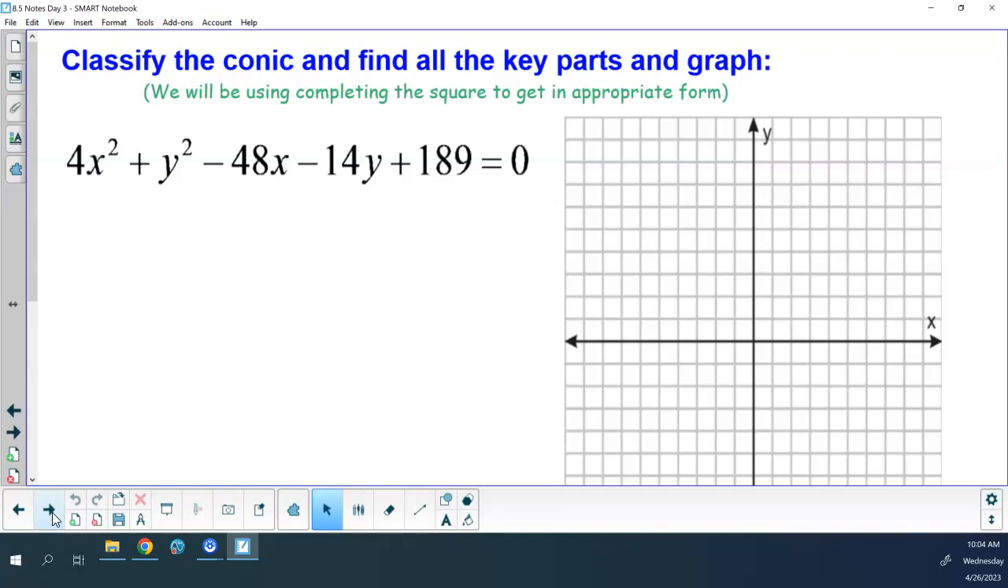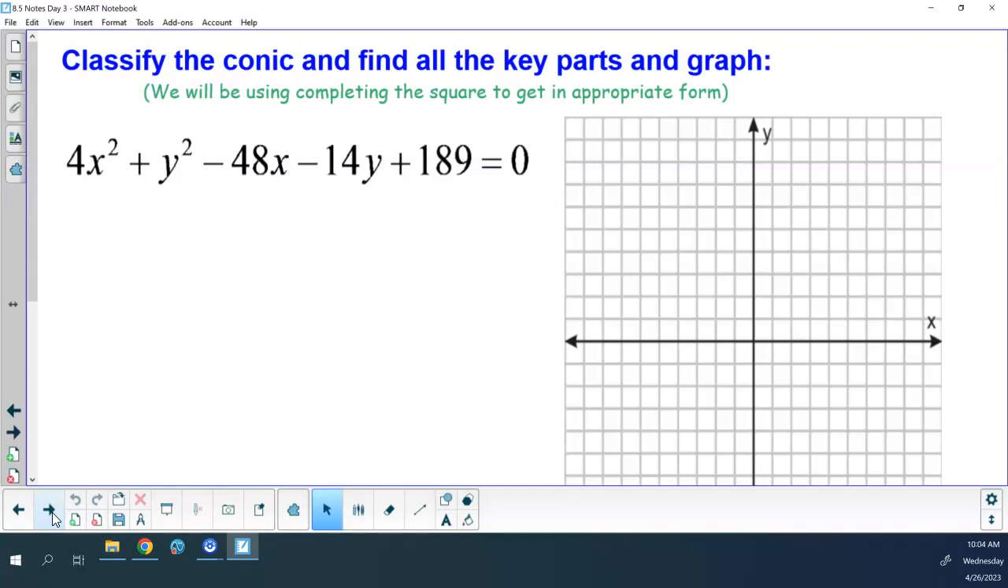Okay? All right. So what I want to do today is take this regular standard form equation and graph it and give all of the key points of that concept. So first, before we dive into that, the first thing that we got to figure out is what kind of a conic it is.